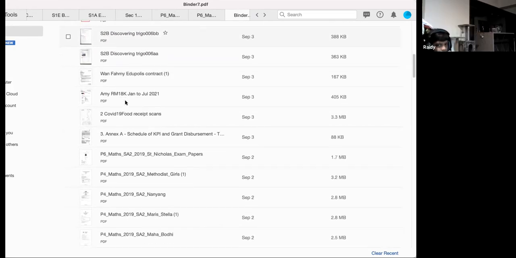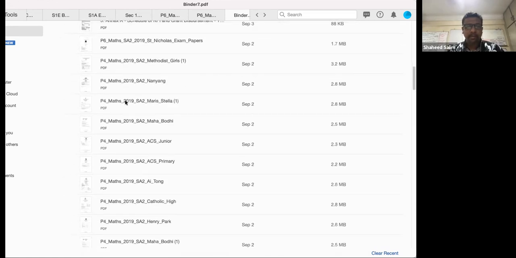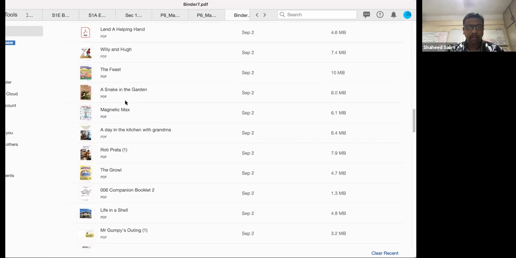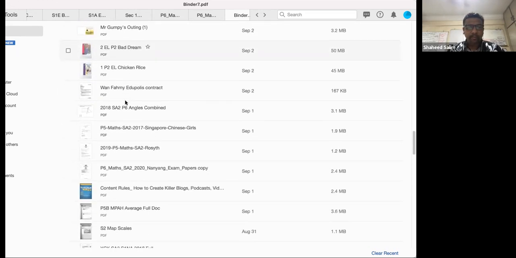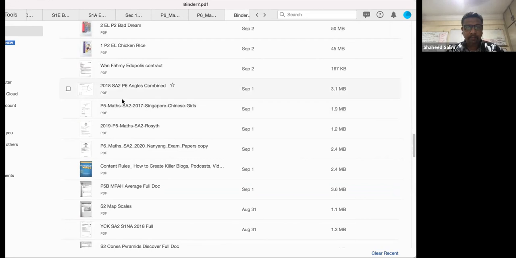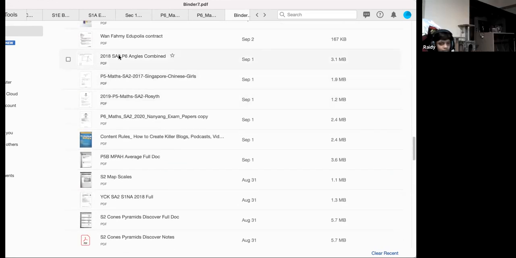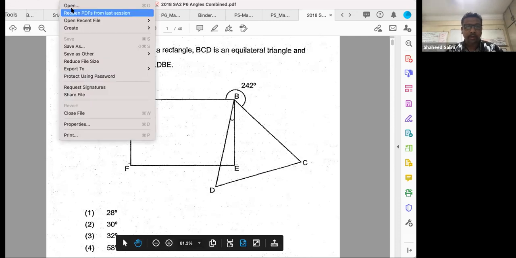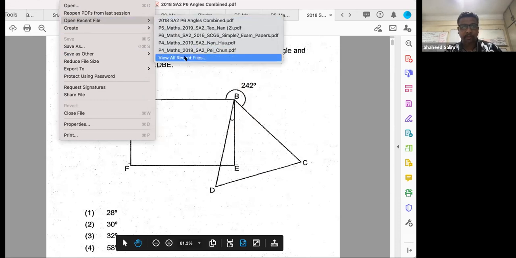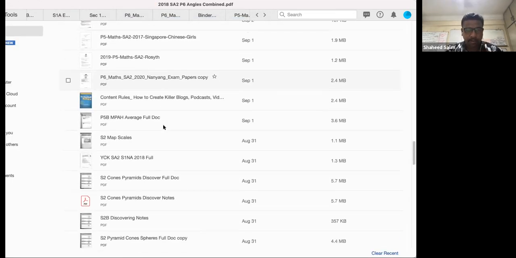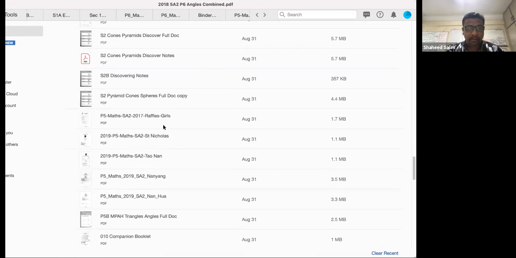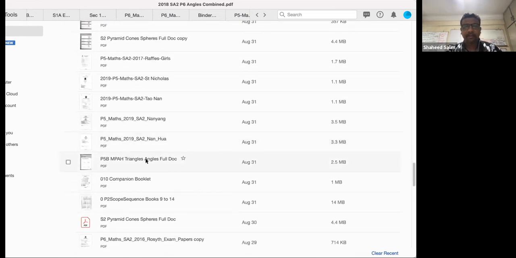The other day I wasn't here. Oh, you weren't here. The other day, I think when you were not here, we just did some revision of the exam papers. But now I think we're just going to do the triangles. I will open up this one, but this is not the one yet. This is actually primary 6, but hold on, let me find the primary 5. No, we are not going to go to the primary 6 yet. We are going to go to the primary 5 angles.